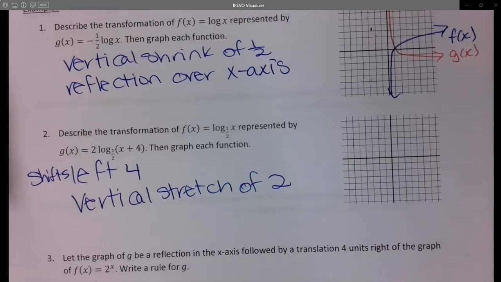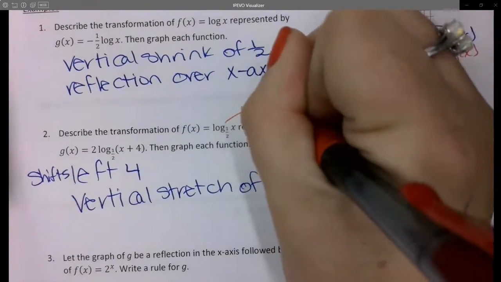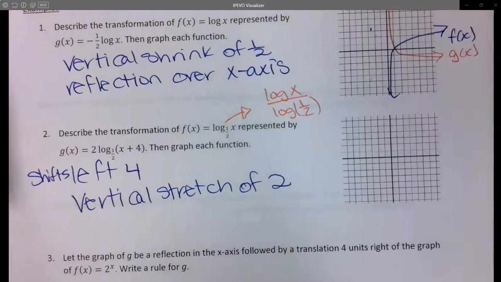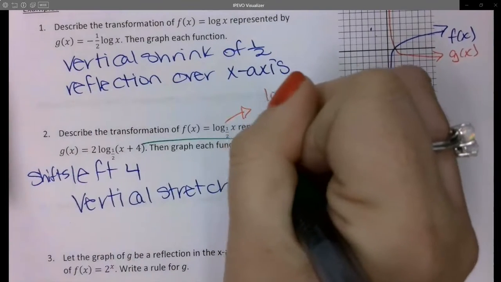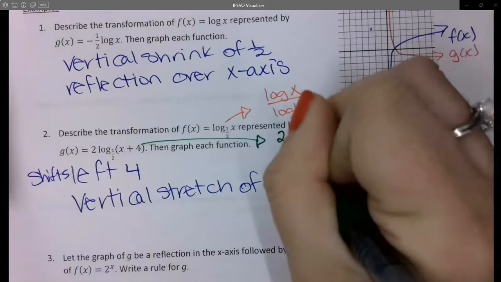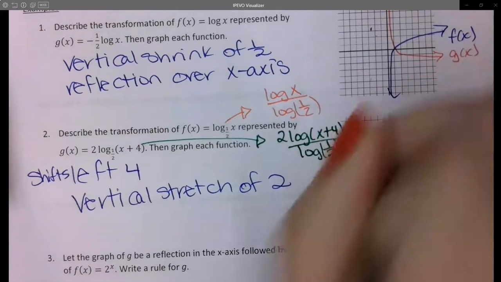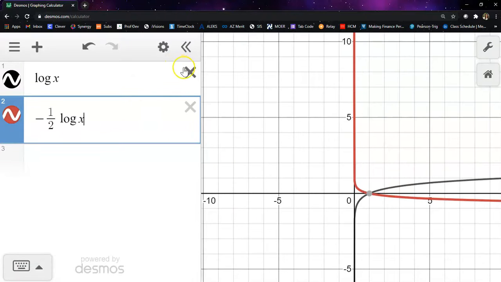Then I want to go ahead and graph these on Desmos, but because my log base is a fraction, Desmos is kind of weird about those. Remember, if I want to type this in, it's going to be log of x divided by log of 1/2. And then this one, when I graph it on Desmos, it's going to be 2 log of x plus 4 divided by log of 1/2. So then I want to go ahead and type this in.